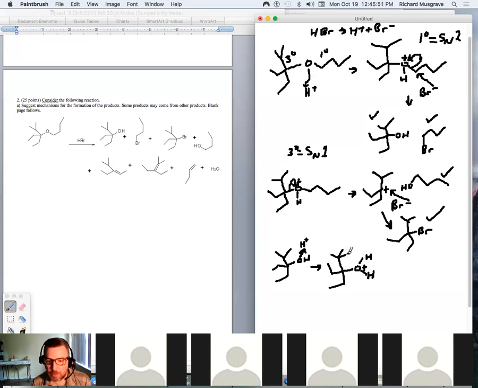If I'm doing an E2 mechanism, I'm going to do it in 1 step, just like an Sn2 is 1 step, and E2 is 1 step as well. And you can see that the E2 will be the breaking of the adjacent CH bond, forming the alkene, which is a CC double bond.